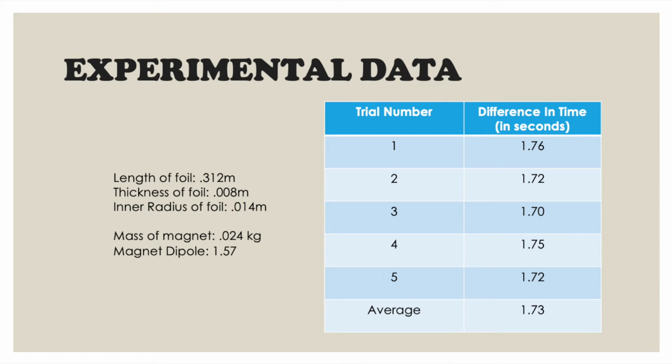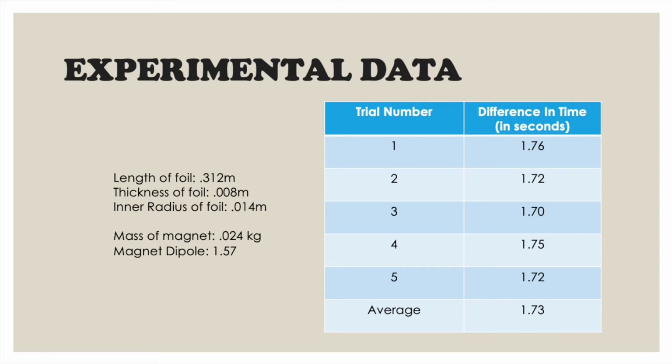After having these easy and simple calculations for recording, all we have to do is record ourselves dropping the magnet through the aluminum foil for each of our 5 trials, and then we're going to go through the video, analyze how long it takes to do each drop, and then we're going to average our data and put it into its own row as displayed on the screen.